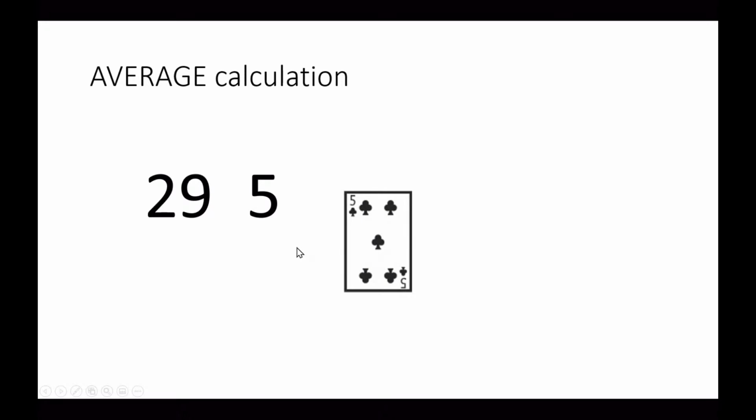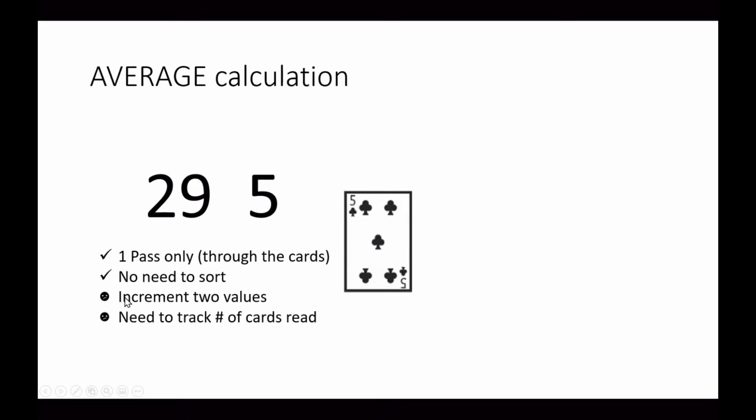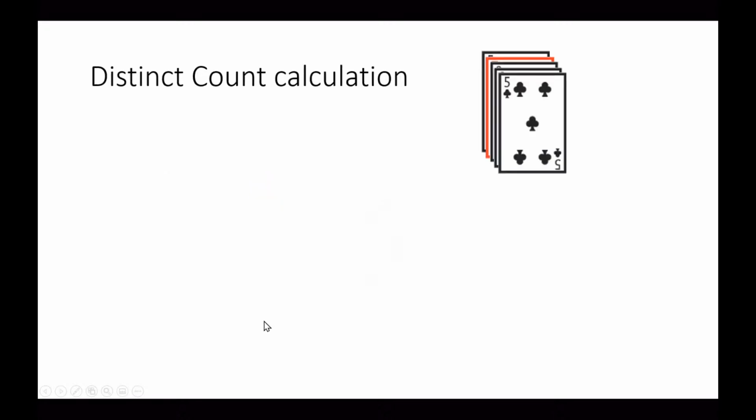So again, let's have a look at the characteristics of how to perform an average-based calculation. We still only need to perform one pass through the cards. So that's great. There's no need to sort. But what's not so good is we need to keep track of 2 values, though it's not a huge tax on memory. We need to increment 2 values and keep track of the number of cards read, and we can derive subtotals and totals. Now, how does the DistinctCount calculation work? Now we've got a handle on what those more common types of calculation do under the covers, let's have a look at the DistinctCount.